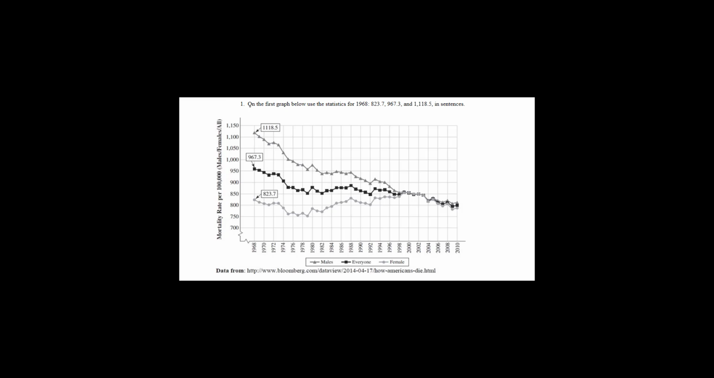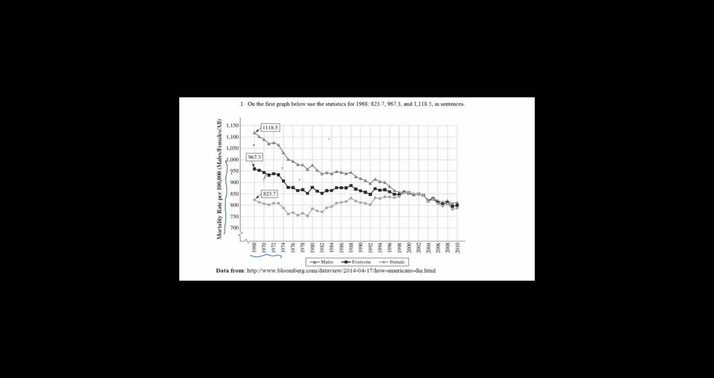Okay, here's question 1. It says, on the graph, use the statistics for 1968, those three numbers, in sentences. Well, let's just see what we have here first. On the x-axis down here, we have the years starting in 1968. And over here, we have the mortality rate per 100,000 people. And this little bar, this is women. See down here, that's females. This is both males and females, everybody, and this is males.